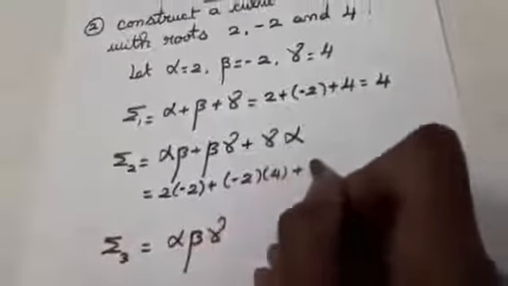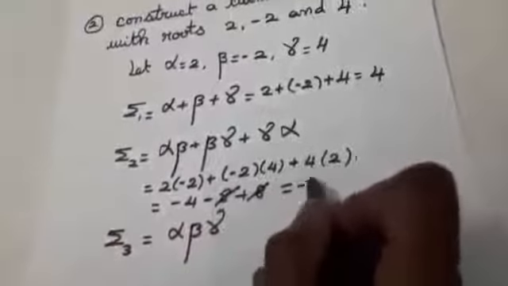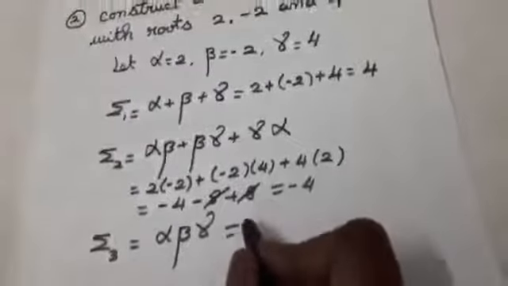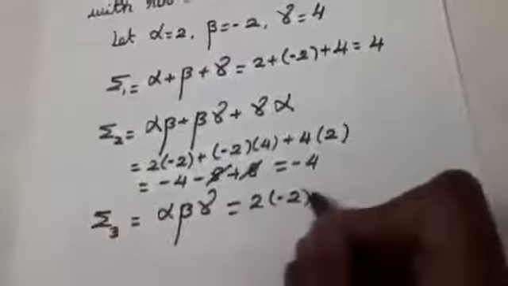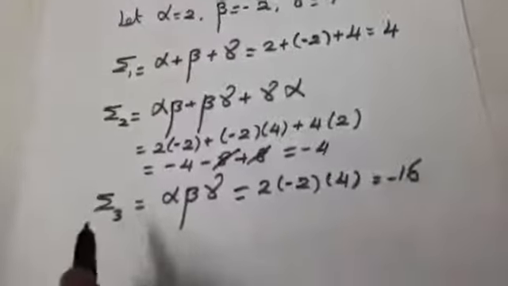Coming here, summation 2 is alpha into beta plus beta into gamma plus gamma into alpha: 2 into minus 2 plus minus 2 into 4 plus 4 into 2. If you calculate, what is the answer? Minus 4 minus 8 plus 8. You will get the answer as minus 4. If you multiply alpha, beta and gamma, 2 into minus 2 into 4, you will get the answer as minus 16. They are asking you to form a cubic equation.